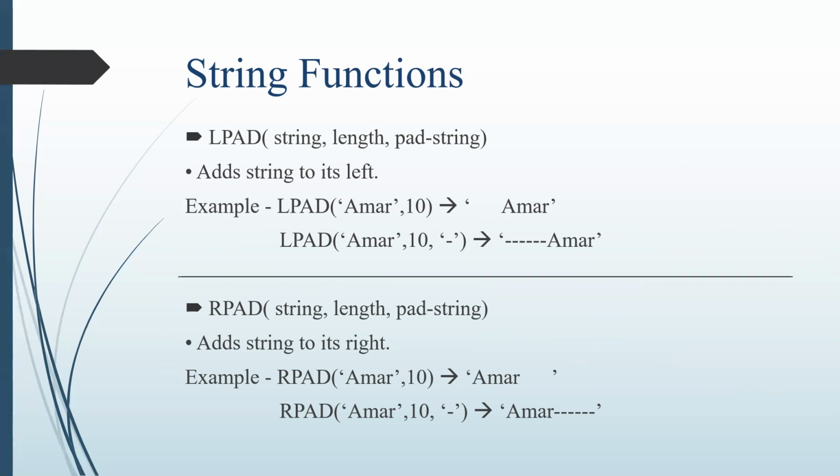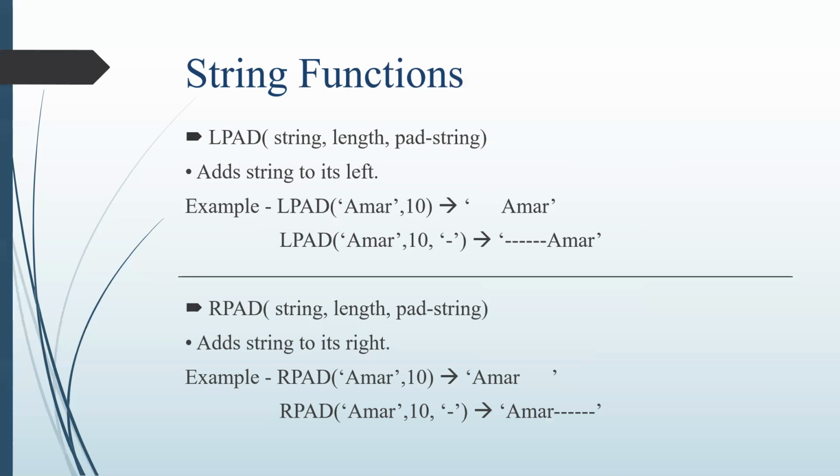Next is lpad. So it's basically the left padding function. It is used if you want to add a string to an existing string on its left. Here, string and length are required parameters, and the pad string, which is the string you want to add to its left, is optional.